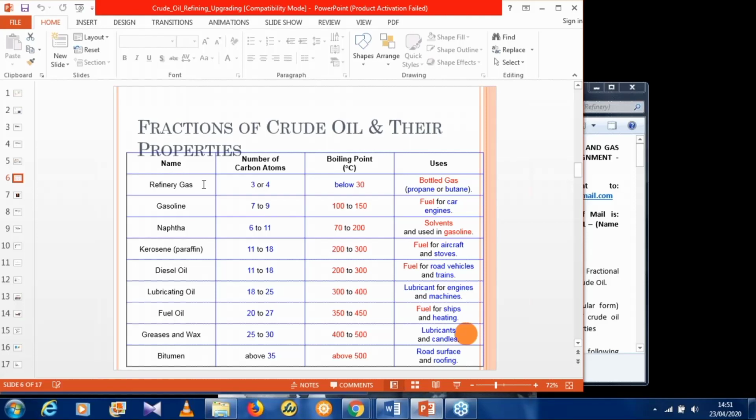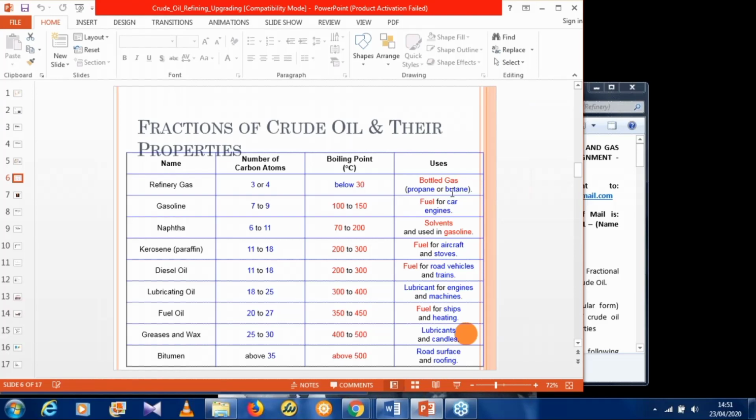Those with two carbon atoms are usually the refinery gas, and those are recovered at about 30 degrees Celsius. They are very light. That's why you can see your gas can easily evaporate even at room temperature, which is around 30 degrees Celsius. Okay.